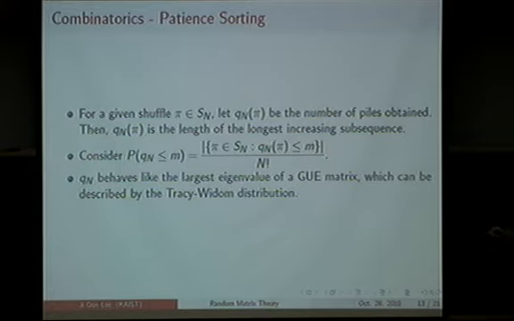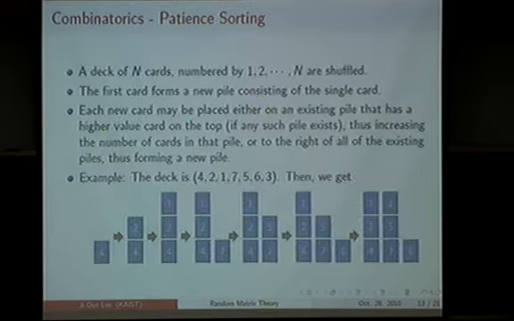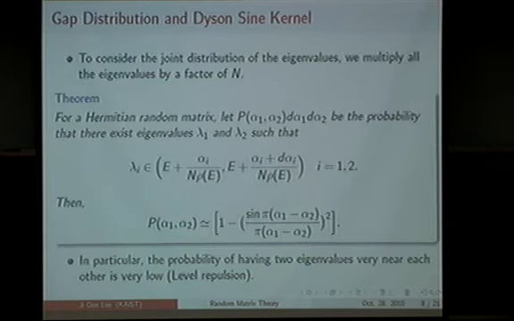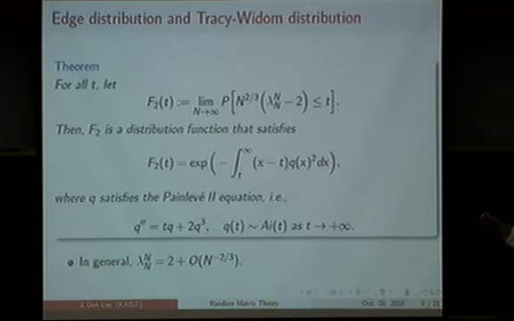Then Qn behaves like the largest eigenvalue of a GOE matrix, which can be described by the Tracy-Widom distribution. So if you calculate this probability distribution function, then it becomes this after some normalization.